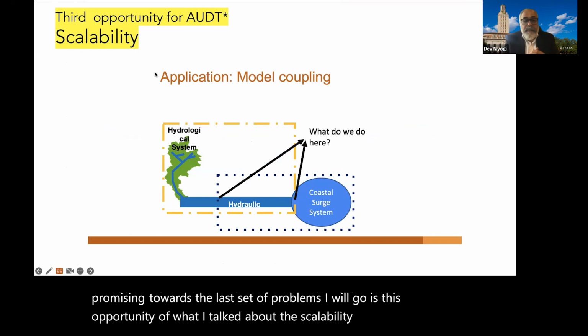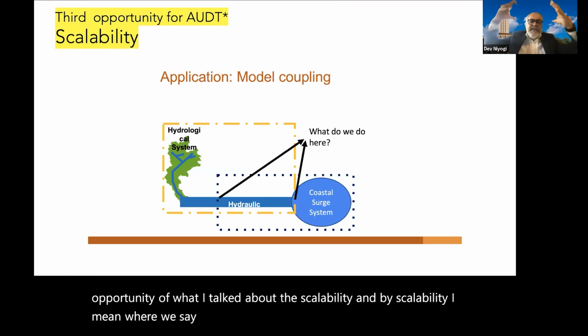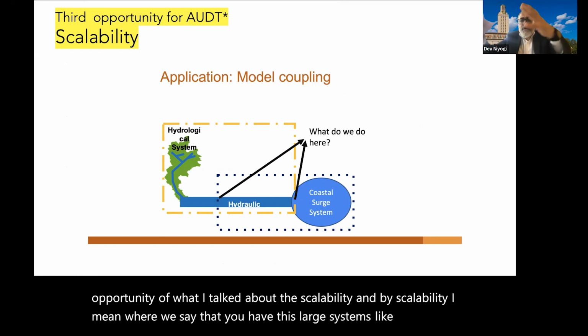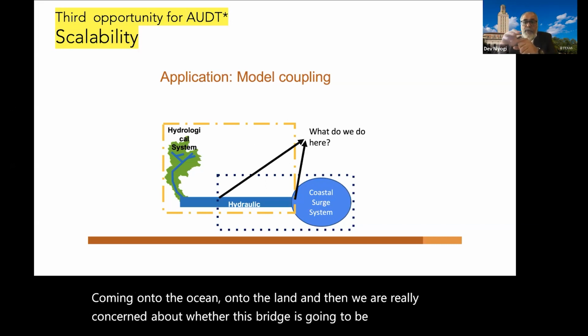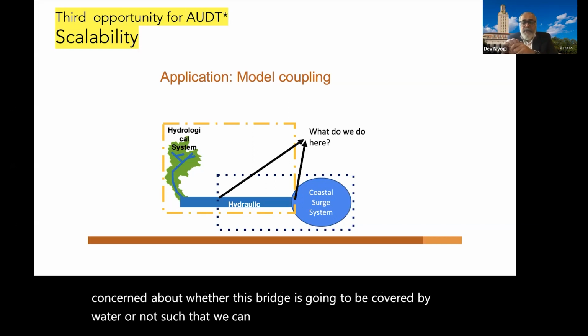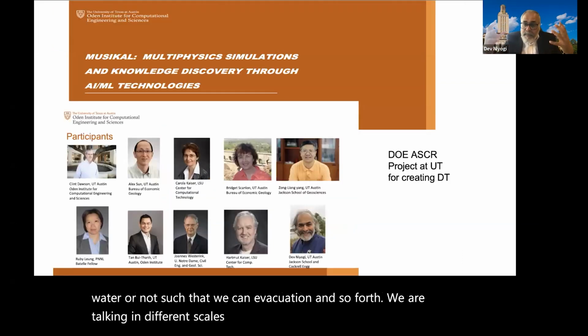And by scalability, I mean where we say that you have these large systems like hurricanes coming onto the ocean, onto the land, and then we are really concerned about whether this bridge is going to be covered by water or not, such that we can have evacuation and so forth. We are talking different scales. And so how do you put all this together in a numerical framework?